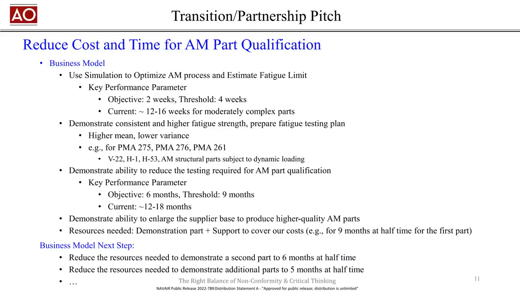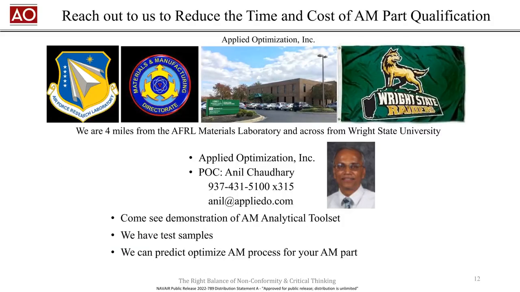Partnership for transition. We would like to work with you to demonstrate how you can reduce cost and time for AM part qualification. We provide training so that you can use our solution to design process parameters for complex AM parts within 2 to 4 weeks. You can minimize defects. You can use the simulation results to provide data pedigree to back up design decisions. You can use the simulation results as a part of technical data package, or TDP. This is all towards reducing the cost and time for AM part qualification. We invite you to reach out and work with us to reduce the time and cost of AM part qualification.